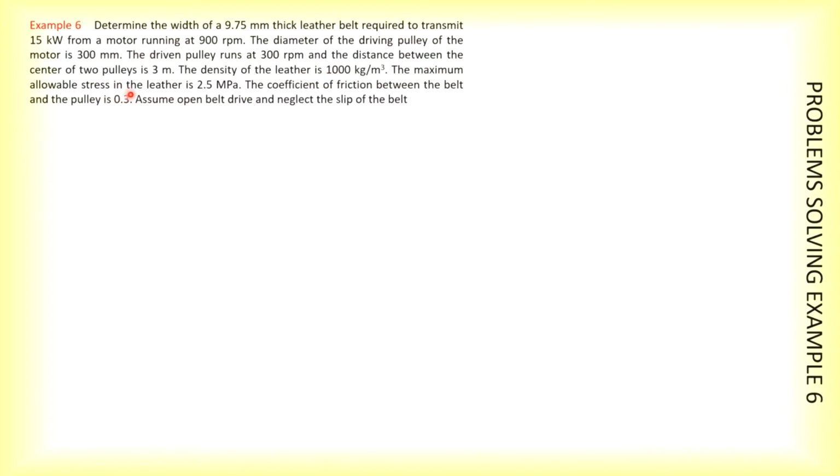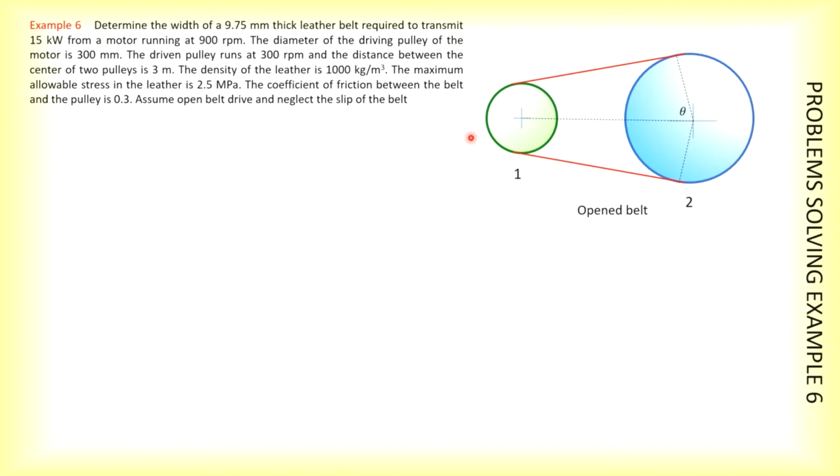Then the maximum allowable stress in the leather, this is the direct stress, is 2.5 MPa, or mega Newton per meter square. The coefficient of friction between the belt and the pulley is 0.3. Assume that it is an open belt, and neglect the slip of the belt. So this is an open belt drive.